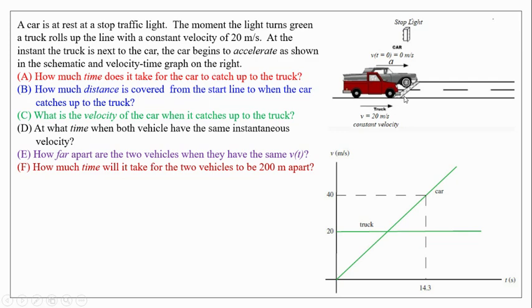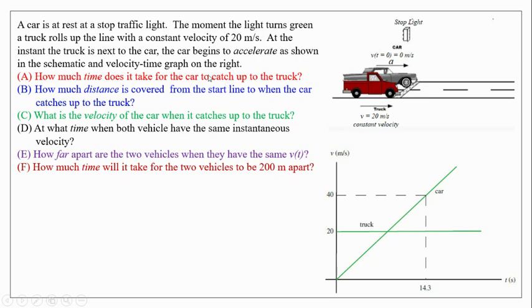So here's the schematic. It shows that the truck has a constant velocity of 20 meters per second, which means that it's already moving, while the car is initially at rest, waiting for the traffic light to turn green, and then it starts to accelerate away. Okay. So if you can get a visual, the truck, because it's already moving, will be ahead of the car momentarily until the car picks up speed, aka accelerates, and then a phenomenon occurs where the car will eventually pass the truck, which is shown in the velocity time graph here.